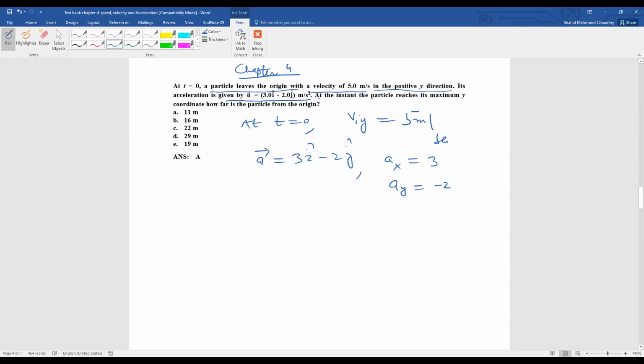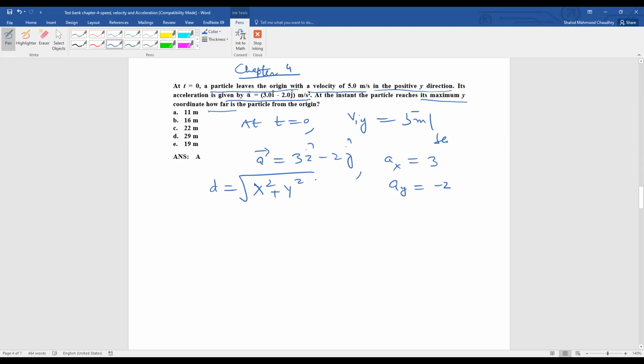After this, at the instant the particle reaches its maximum y coordinate, how far is the particle from the origin? So we have to find the distance. How far? Distance, normally we represent as the square root of x squared plus y squared, because in these problems we have x and y components.